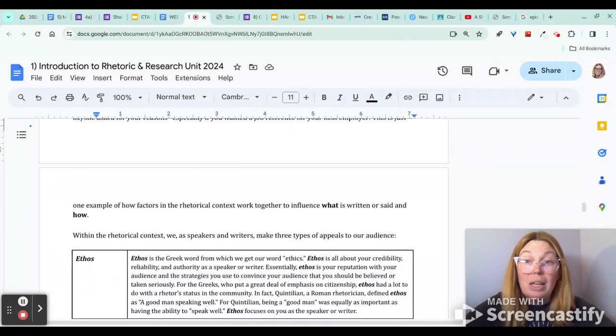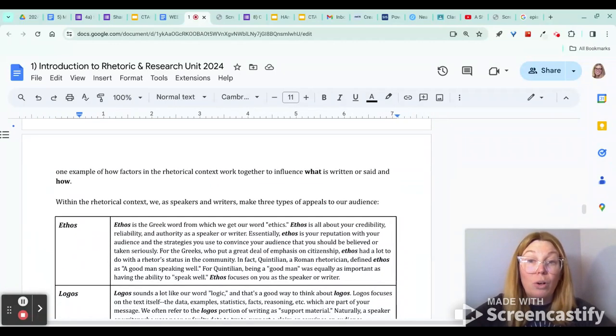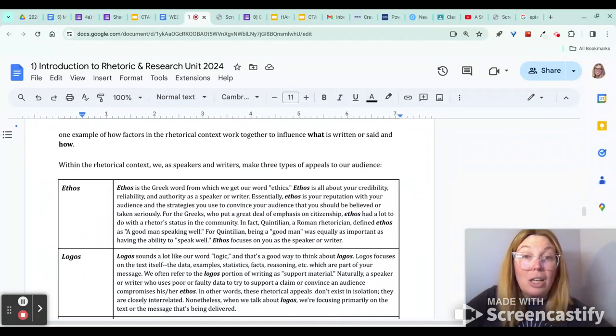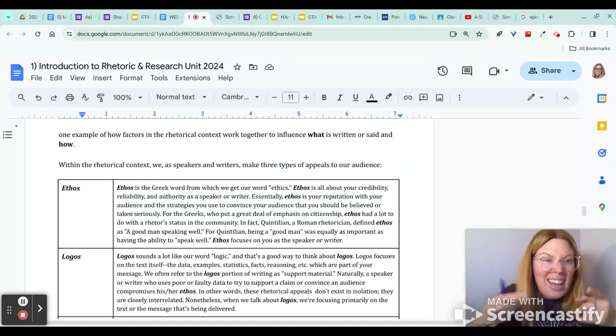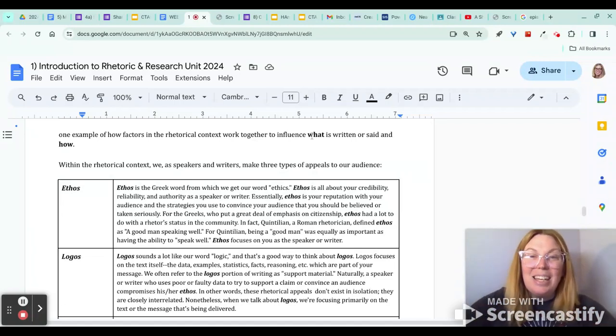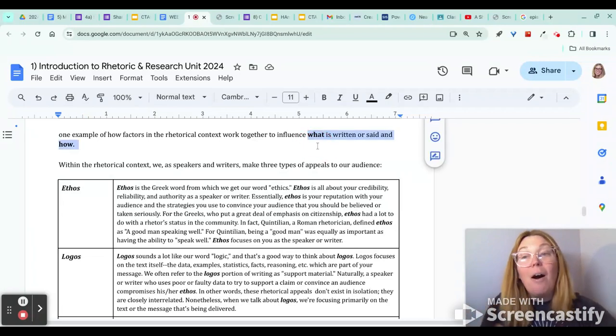This is just one example of how the factors of the rhetorical context work together to influence what is written or said and how. And that's the key. This is the key. Rhetoric is not just about what is said, but it's about how.